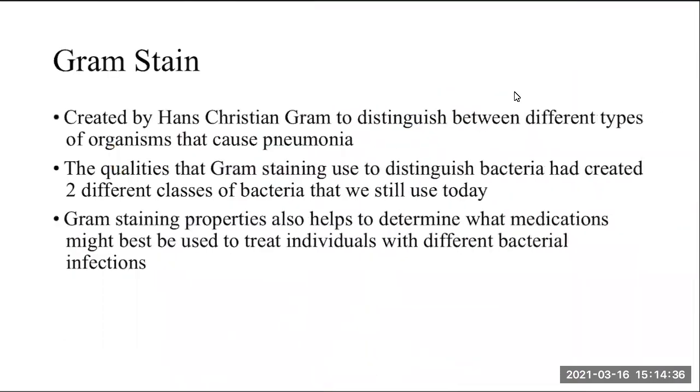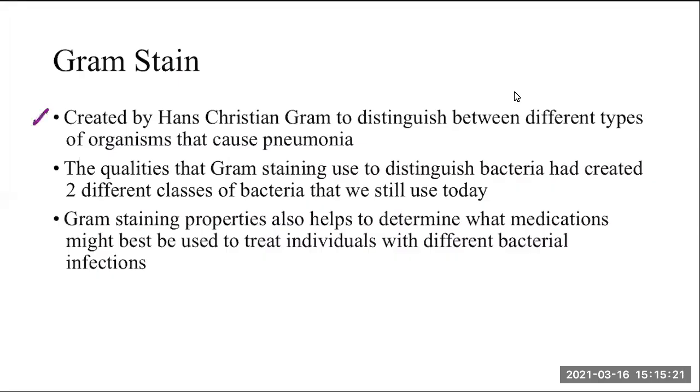Okay, so we're going to move on to the Gram stain. And the Gram stain was created by Hans Christian Gram, as we discussed in lecture, to distinguish the different types of organisms that cause pneumonia. He was really hired by a physician who was looking at pneumonia and studying what caused pneumonia and deaths from pneumonia in his patients. So he really gave Hans Christian Gram free rein to study the lung tissue and develop a stain to determine the different types of organisms that could potentially cause pneumonia in his patients.